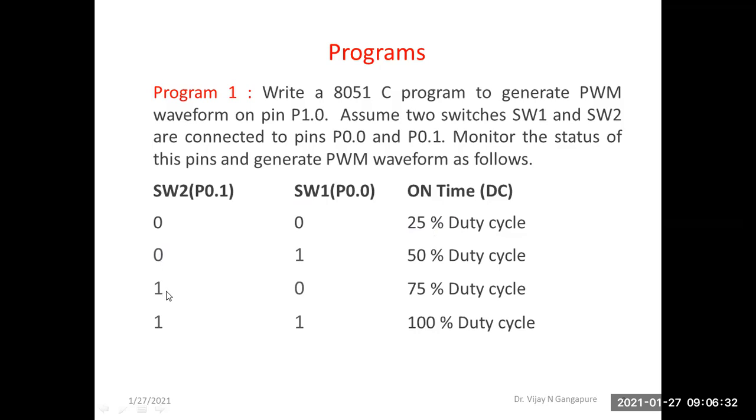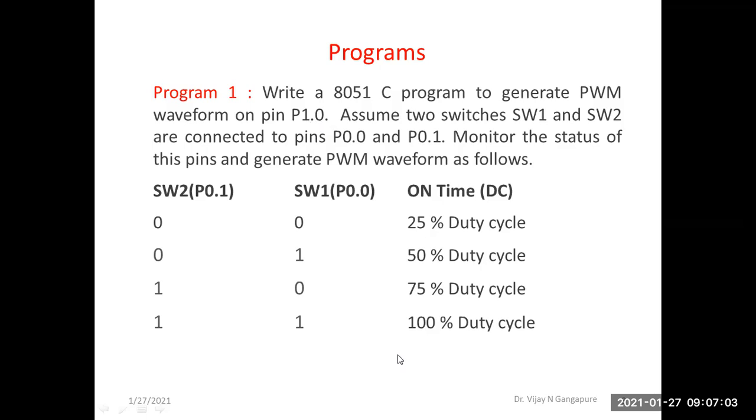If the switch positions are 1 and 0, we have to generate 75% duty cycle PWM on pin 0 of port 1. And if the switches are 1 1, meaning both switches are open, we have to generate 100% duty cycle PWM, meaning on pin 0 of port 1 the output will always be high. That is, for 100% of the total time period, that is the T on period, the output will be high.